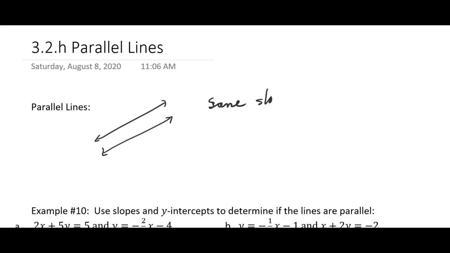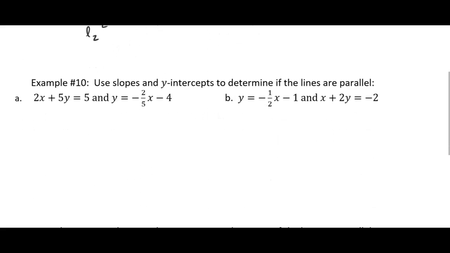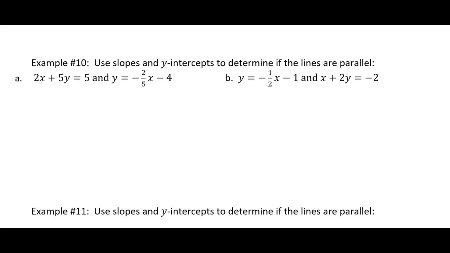Sometimes we'll call this line 1 and line 2. And so the slope of line 1 equals the slope of line 2. So if you have two lines and you know their slopes and they have the same slope, then those lines are parallel, which means they don't intersect. They're like railroad tracks. Okay. So that's the deal with parallel lines.